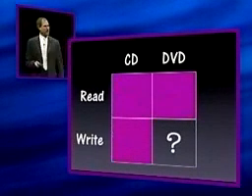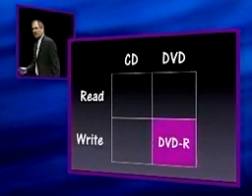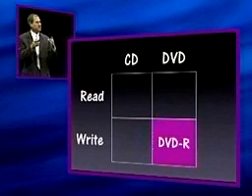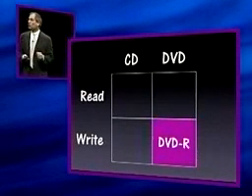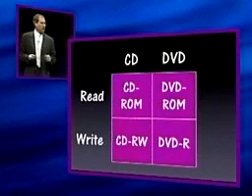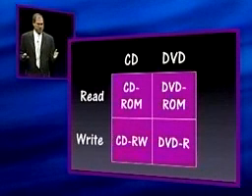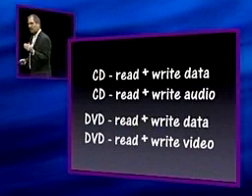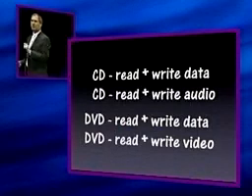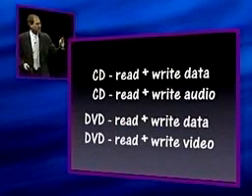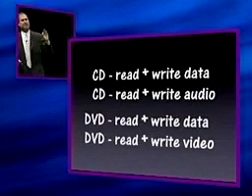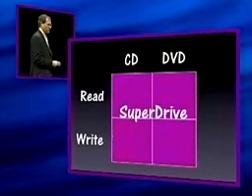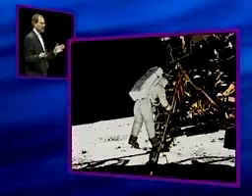But what about this last quadrant? This last quadrant is the most amazing. It's called DVD-R, and it's the ability to write a DVD disc that is playable in a consumer DVD player. And we are offering all of these in the Super Drive. The ability to read and write data on CDs. The ability to read and write audio on CDs. The ability to read and write data on DVDs. And the ability to read and write video on DVDs. All of these together is what the Super Drive is. It's the ultimate drive. It's an industry first.